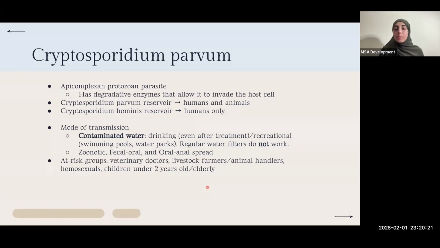Who is at risk? As we said, one of the modes of transmission is zoonotic, so veterinary doctors, livestock farmers, and animal handlers are all at risk. Homosexuals because of some sexual practices, as well as children under 2 years old and the elderly. But again, remember, immunocompromised in general.